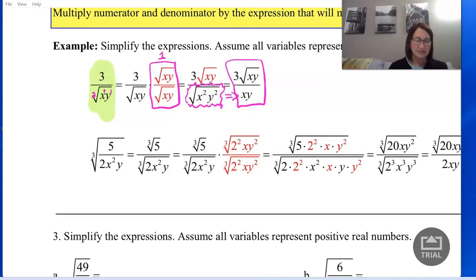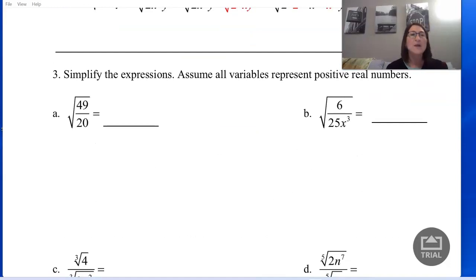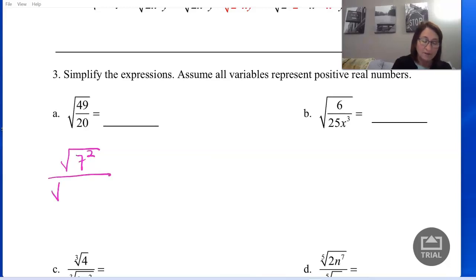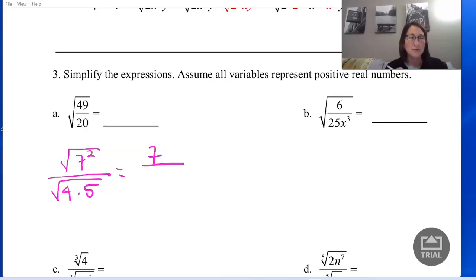All right, you can look at this next example. I want to jump in. So let's take the square root of 49 over 20, and let's simplify. The square root of 49, that's 7 squared. And then the square root of 20 is 4 times 5. So the square root of 7 squared is 7. The square root of 4 is 2, but then I've got this square root of 5. I can't leave this with the square root of 5.